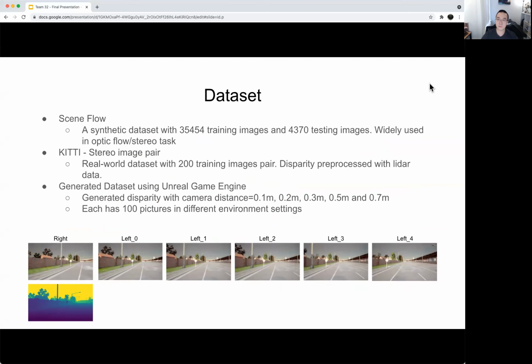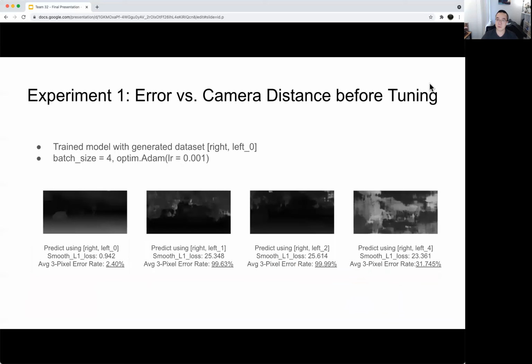In this work, we use 3 data sets. The first is called SynFlow, which is a large synthetic data set. The second is called Kitty, which is a popular real-world data set. And the third one is our own data set we generate using the Unreal game engine. In this way, we can control the camera distances. So we choose the 100 positions, and at each position, we took 6 images called right image and left 0 to left 4. Next slide.